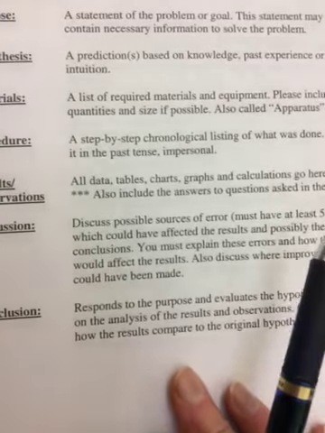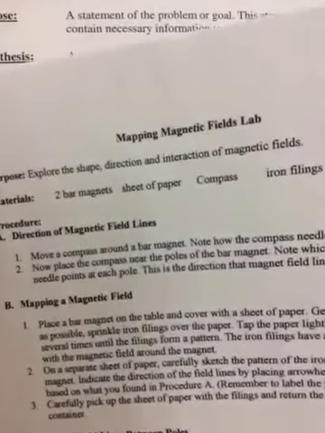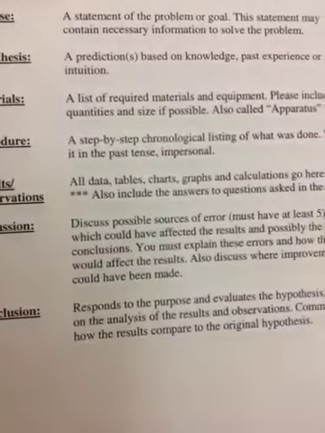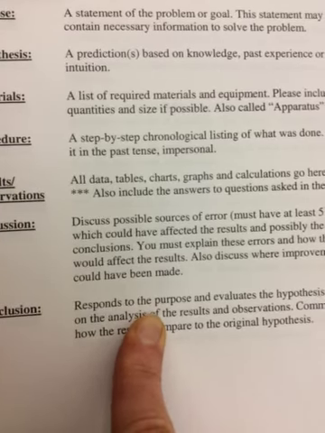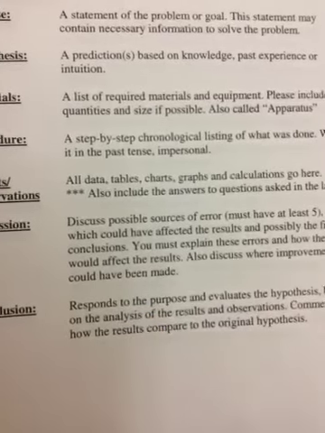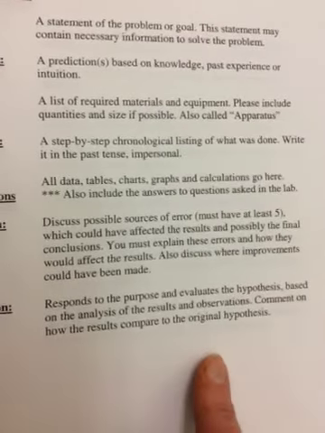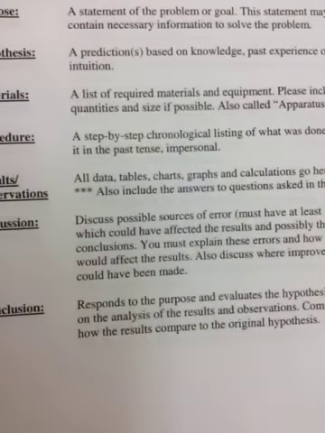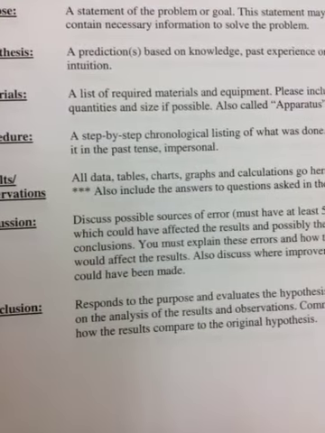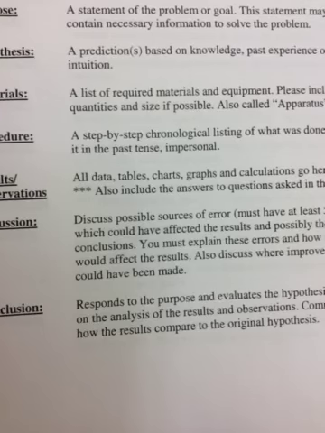And then the conclusion responds to the purpose. So the purpose was to explore the shape, direction, and interaction of magnetic fields. So tell me, what did you learn? What did you see? What did you conclude from the whole lab? What are the coolest and most important things you learned? And then the second part, comment on your hypothesis. So that hypothesis you went back and thought about. Were you right? Was your prediction right? Was it wrong? Where did you go astray if it wasn't right? How brilliant were you if it was right?